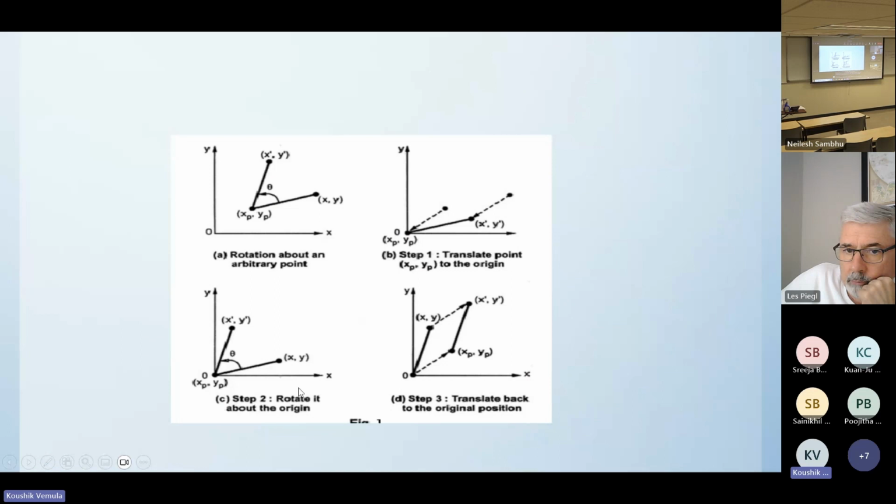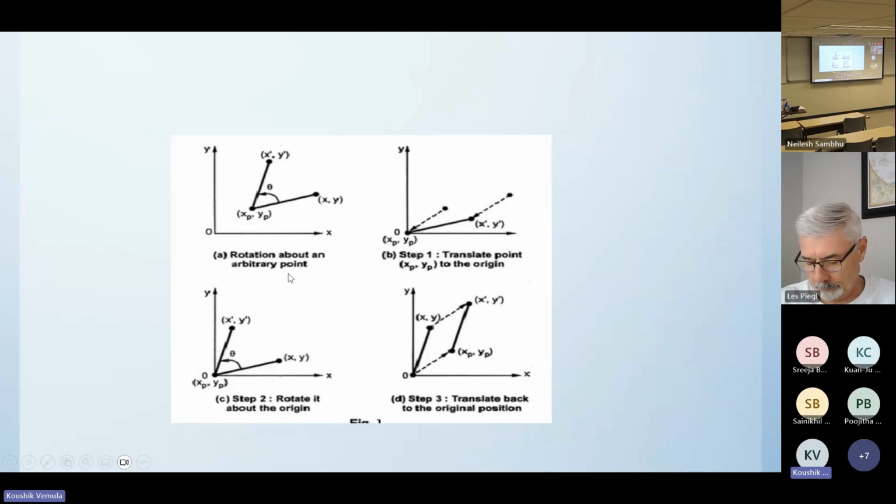Then we rotate with respect to the origin, as we already have the rotation matrix available, and the user will give us the degrees by which we need to rotate. So we rotate it just like a rotation about the origin. Once the rotation is done, we translate the point back to its original position, as shown in figure d, which gives us the intended result.